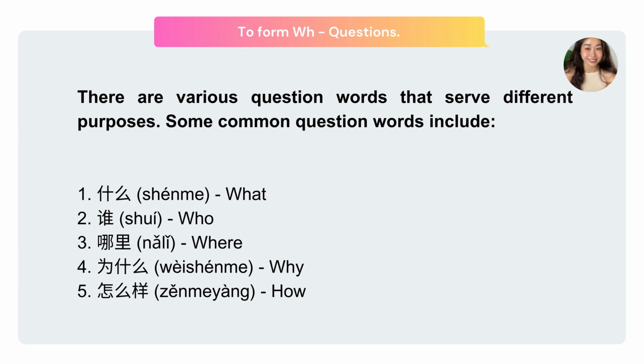When forming WH questions in Chinese, these question words replace the answer section of the statement. This means that the question word takes the place of the information you want to inquire about.